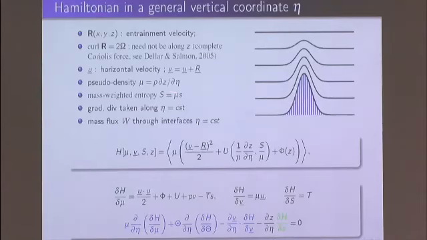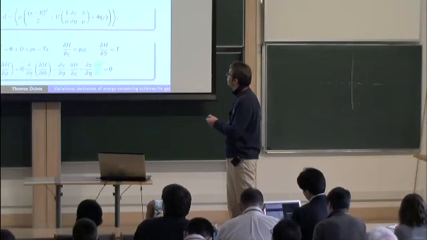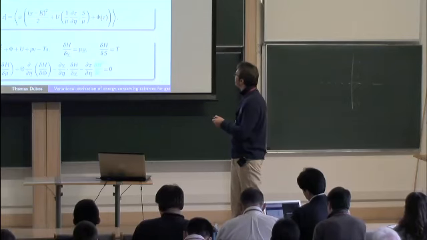Because I'm in a general vertical coordinate, I'll define a pseudo density, which is the physical density times the variation of height with respect to the general coordinate. I define a mass-weighted entropy. In the sequel, all the gradients and divergences are taken along the model surfaces. And if this is a Lagrangian vertical coordinate, then I don't have any mass exchange between model levels. But in the general case, I will have a mass flux through the interfaces, and I call it W.